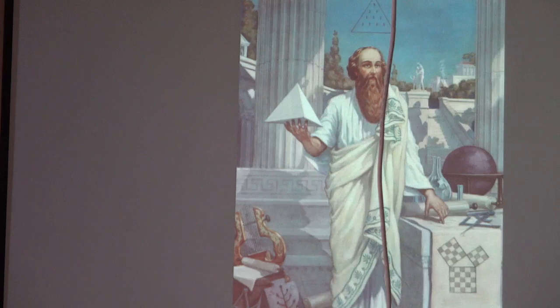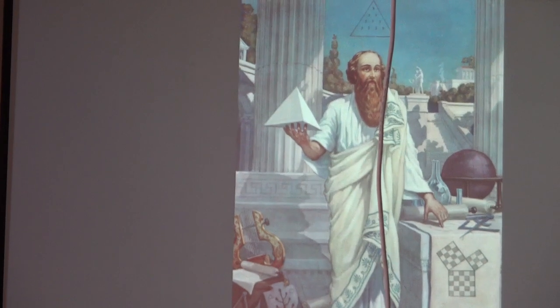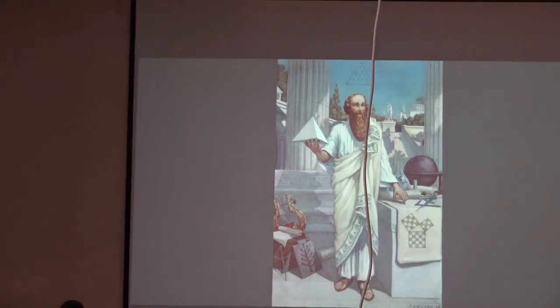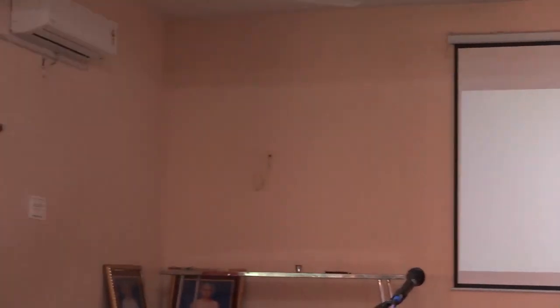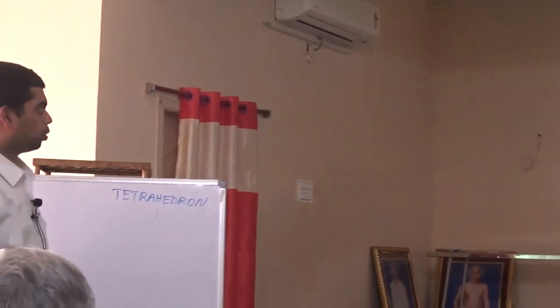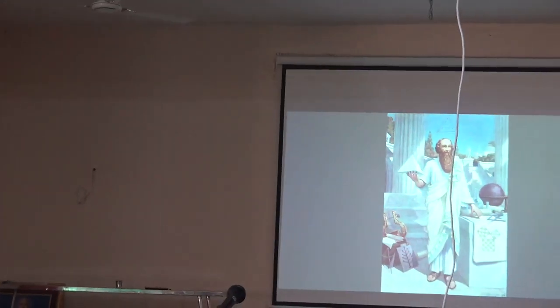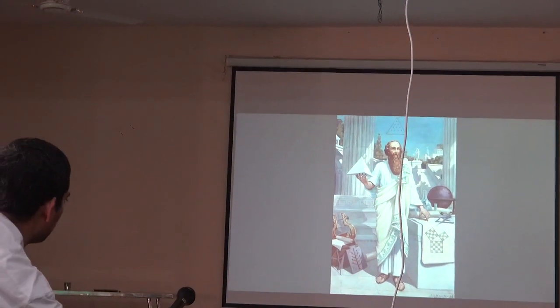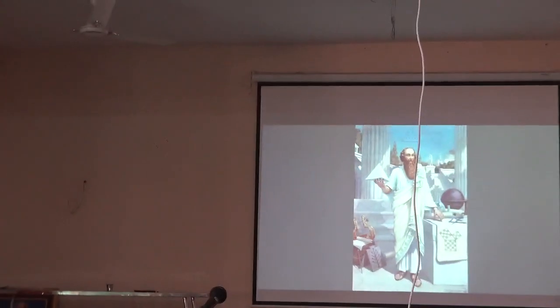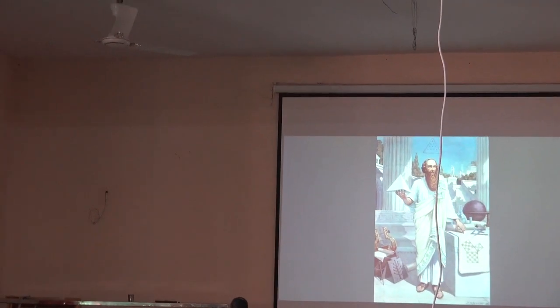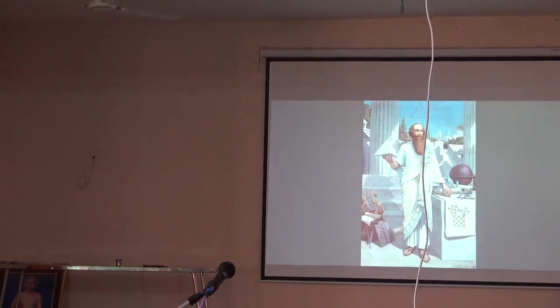And in his right hand you can see a tetrahedron. And this is also a symbol. And to the bottom, to the right side, you can see one musical instrument. So Pythagoras also worked on music. So this is a very great painting, that's why I wanted to show it to you.